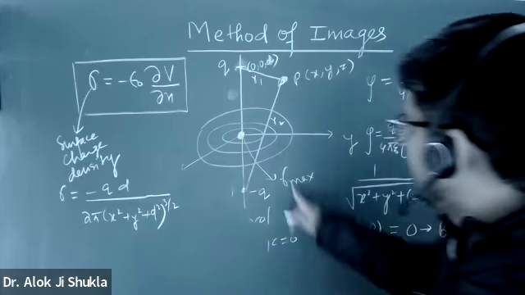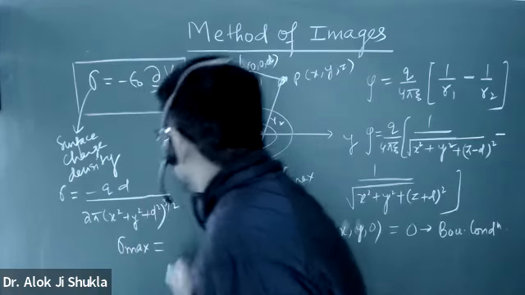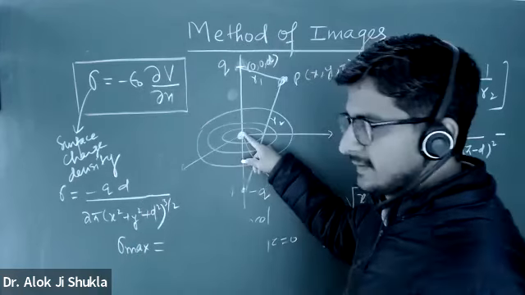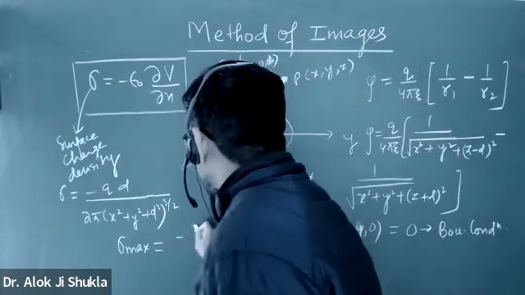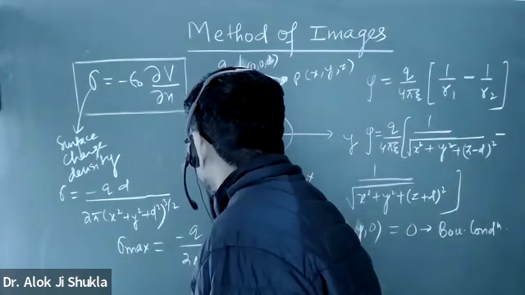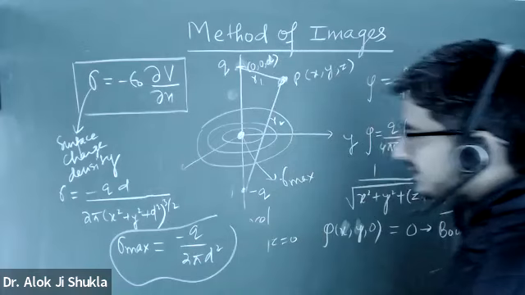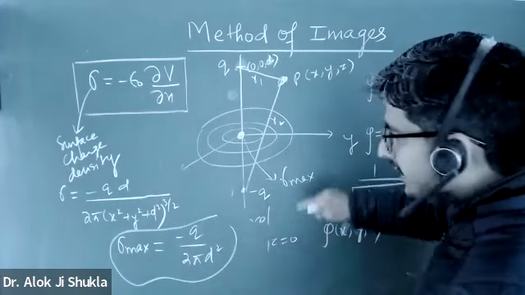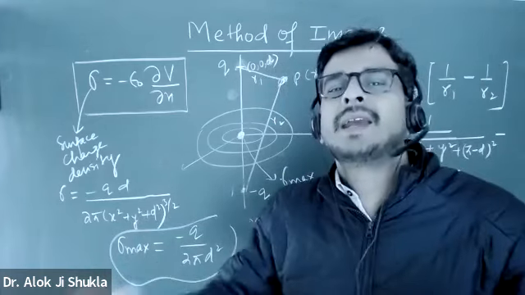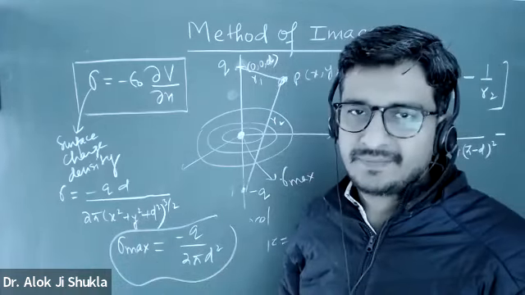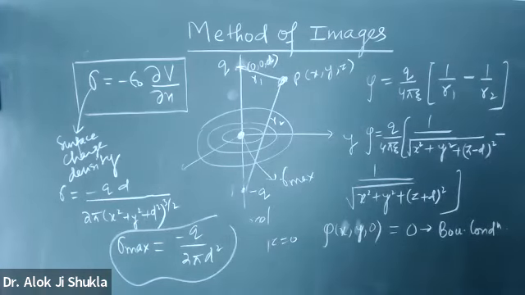And if you want maximum charge density, then what is this point? X is equal to y is equal to 0. So it will be minus q by 2 pi d square. See how simple it came out. This is the maximum charge density. And as you move away, x and y will be finite and they are sitting in the denominator, making the charge density decrease. Charge density will decrease as you go away from the center, as I told you.